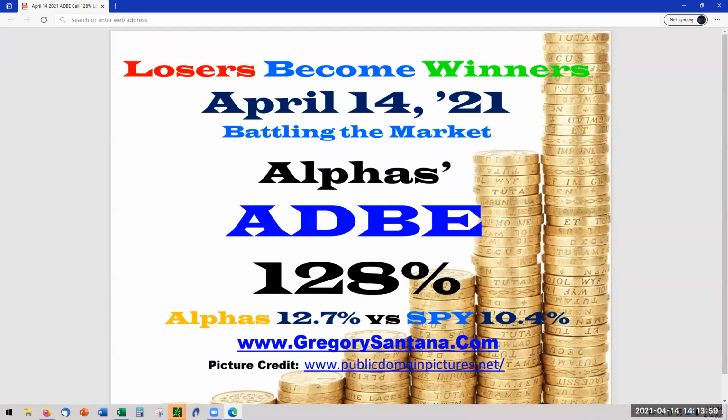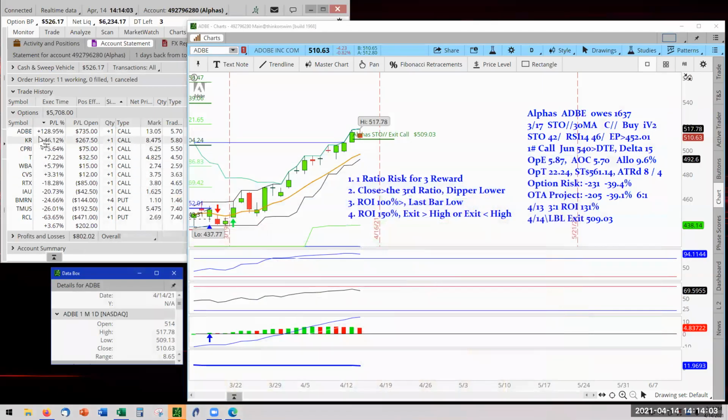Alpha's Adobe is at 128%. And here it is. There's the chart of 128 with a 3% pullback. We were at 131 yesterday. We're still holding on to about $735.